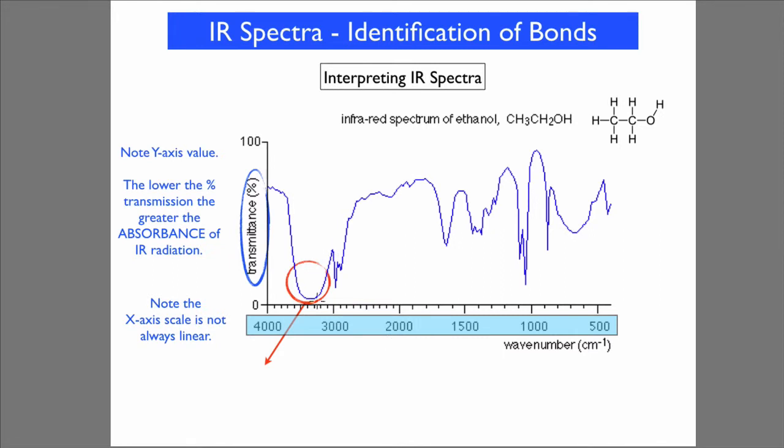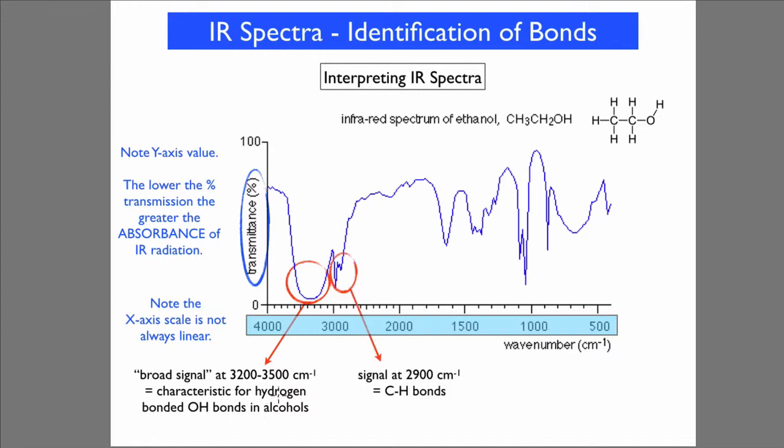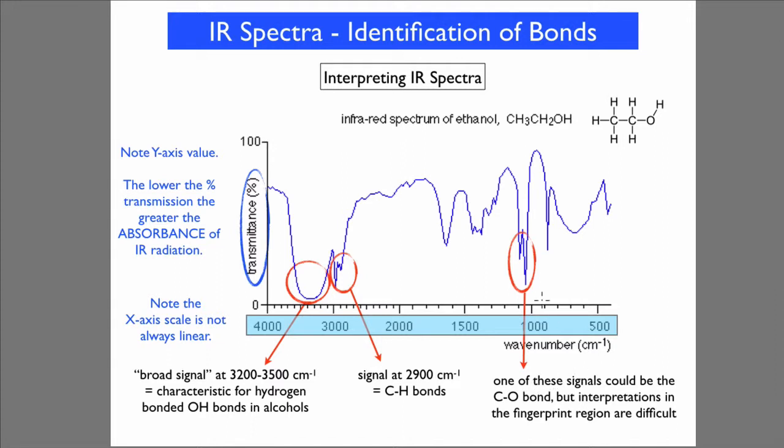So if we recall, a great big broad peak here is due to the characteristic of hydrogen bonded OH bonds in alcohols. We've got this peak here just below 3000, 2900, and this is due to CH bonds, and we've certainly got some CH bonds there. And we've got this bond here. One of these two signals, you can see these two peaks, could be due to the CO bond, this carbon oxygen bond, but in this region here it's difficult to be 100% certain because this is called the fingerprint region, and interpretations in this region could be quite difficult.